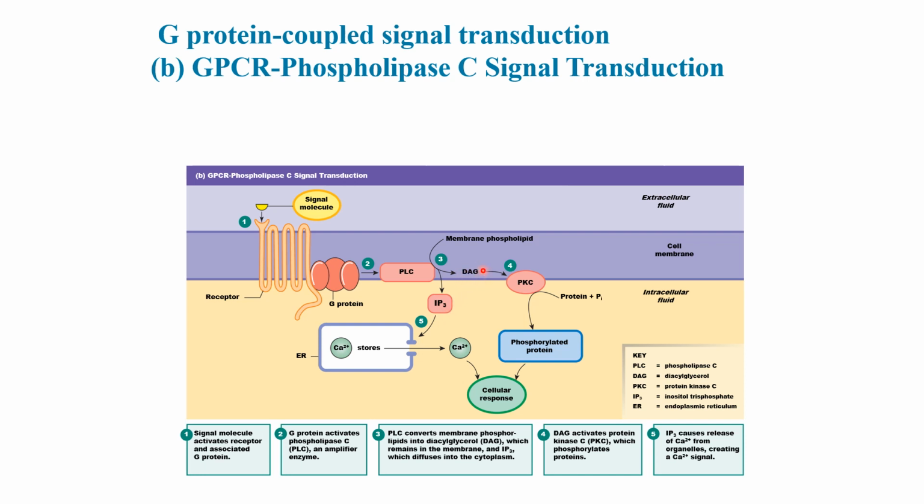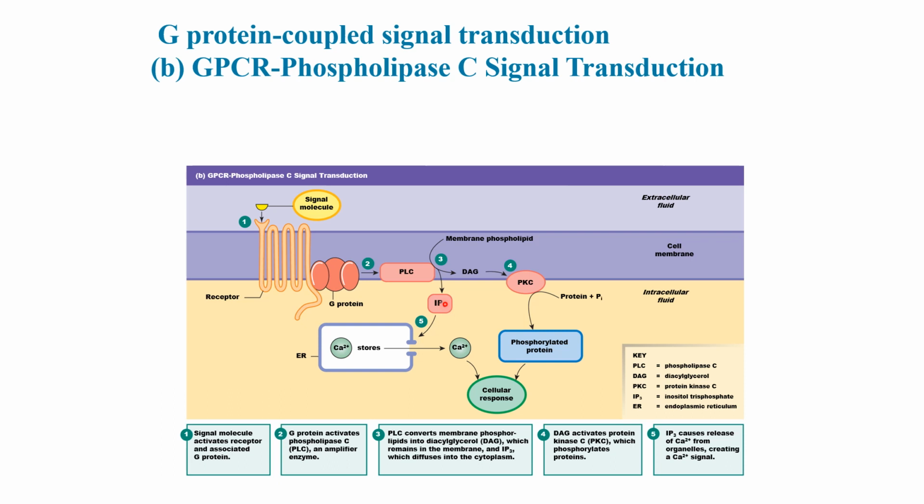Now, diacylglycerol stays within the cell membrane and it will go ahead and activate another enzyme, protein kinase C. As we said, whenever you see the term kinase, you know that this enzyme is going to go ahead and phosphorylate a bunch of proteins. Once those proteins are phosphorylated, then the final cell response that we are after could go ahead and take place.